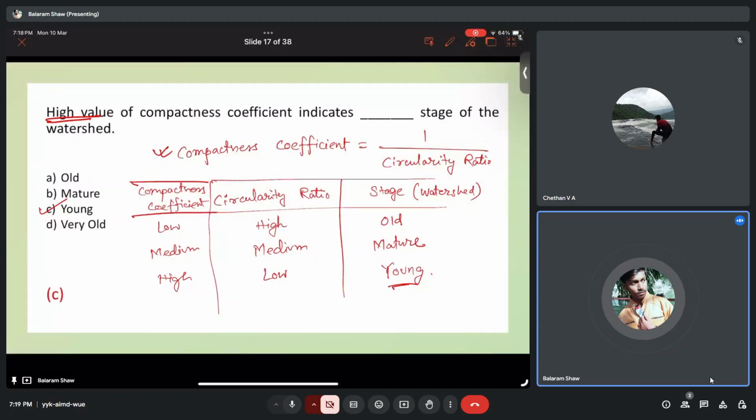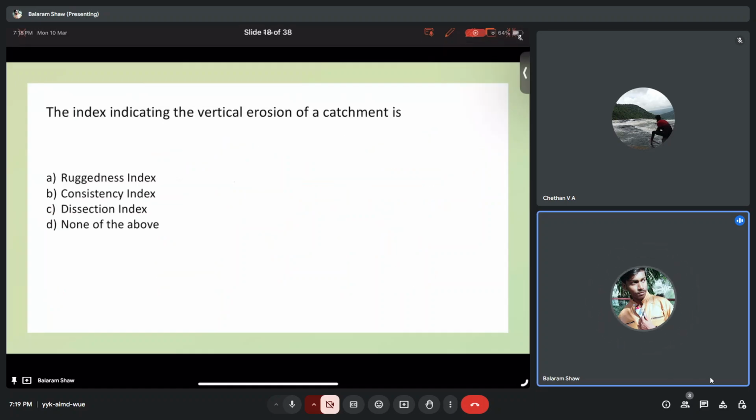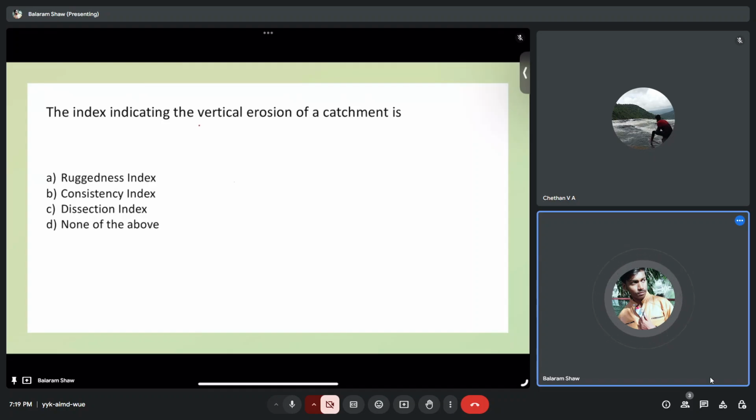Okay, any question here? Right, we'll move to the next question then. The next question is: the index indicating the vertical erosion of a catchment is what? While explaining, we have seen which index among these, the ruggedness index, the consistency index was not in this, right? So the dissection index. Among the dissection index and ruggedness index, which one indicates what? You know what the ruggedness index is, right? Just now we mentioned. What was the ruggedness index?